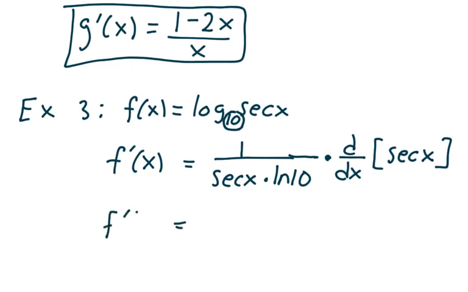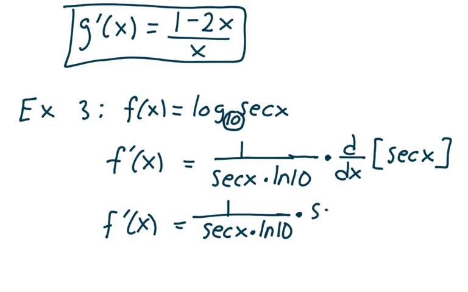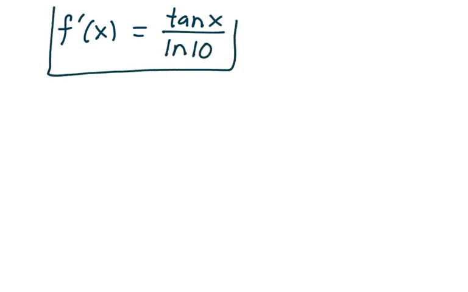So f prime of x is 1 over secant x times natural log of 10 times secant x tangent x. But the secant x's cancel, right? And so here, that says that f prime of x is equal to tangent x divided by natural log of 10. And that's example 3. Let's take a look at example 4.